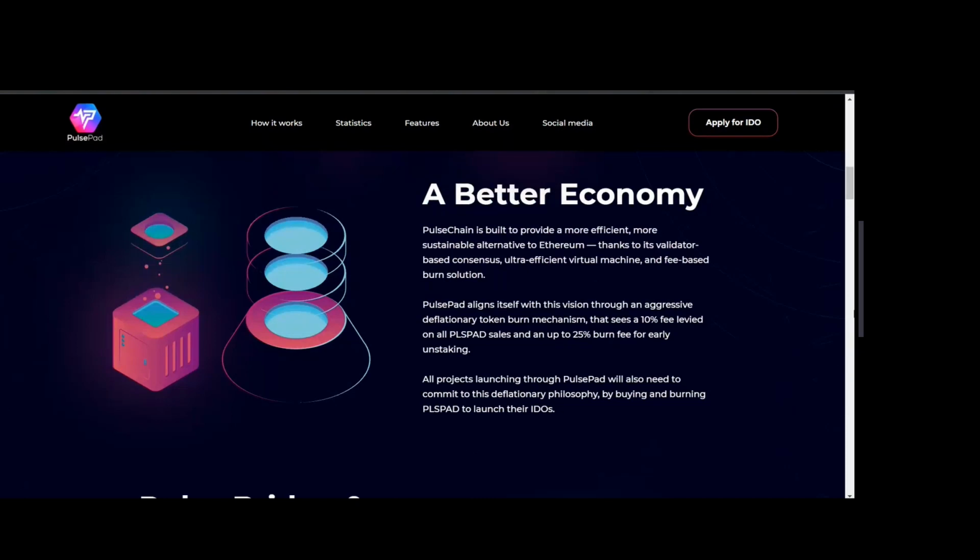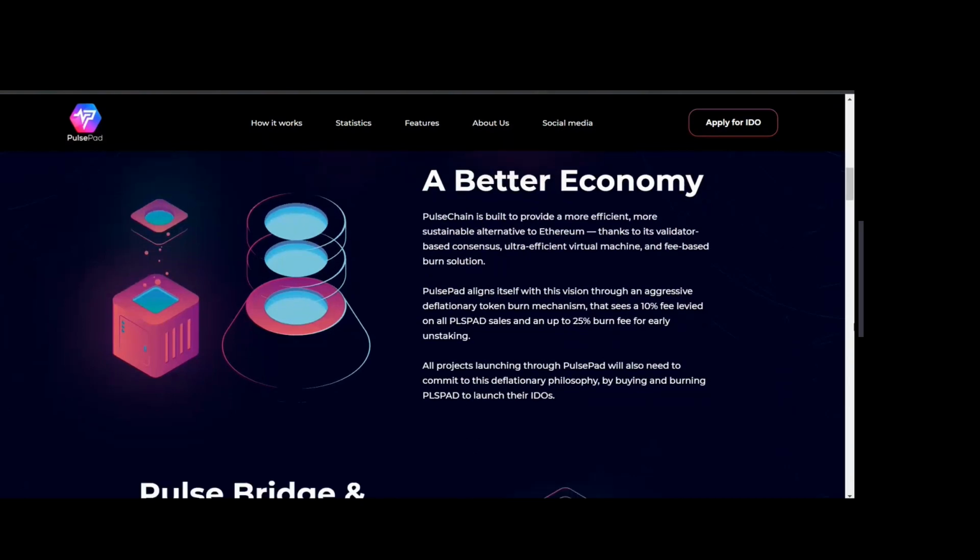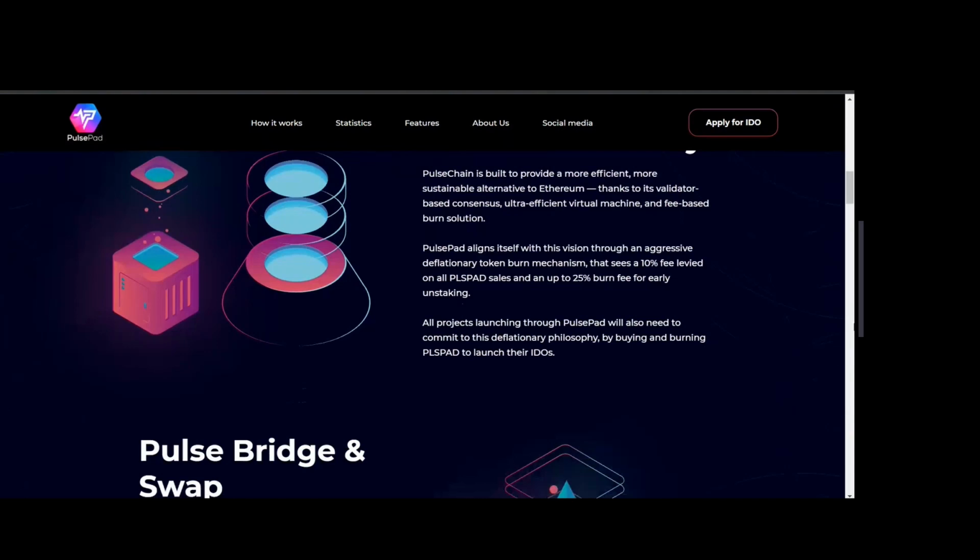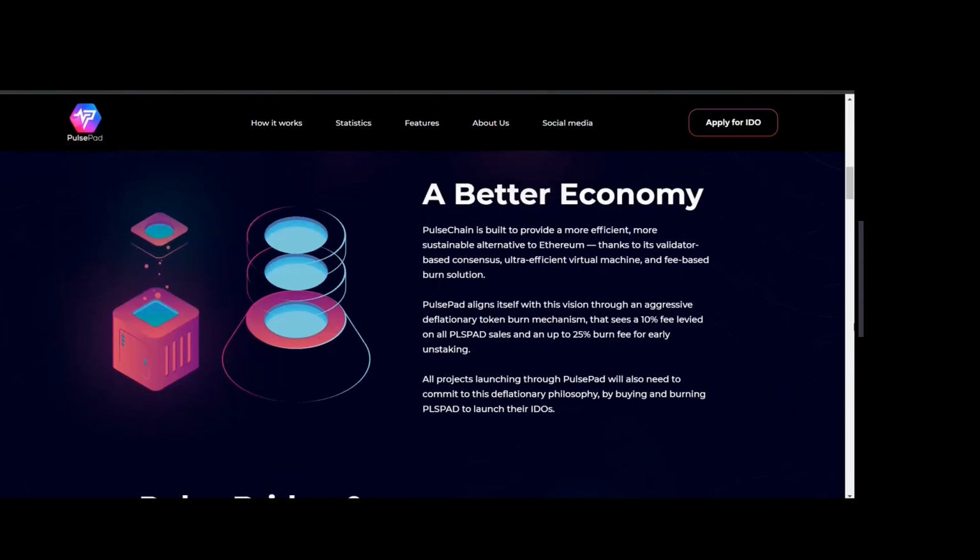So I think a lot of people will hold the token and many other people will come and buy the token, so the price will eventually go up much more. All projects launching through Pulsepad will also need to commit to this deflationary philosophy by buying and burning Pulsepad to launch their ideas. This is totally perfect. So this means that when all the projects come to Pulsepad, the value will go up, because when people are selling their tokens, basically 25% of their tokens will be burned, which is perfect.